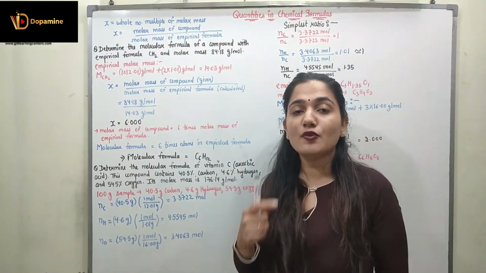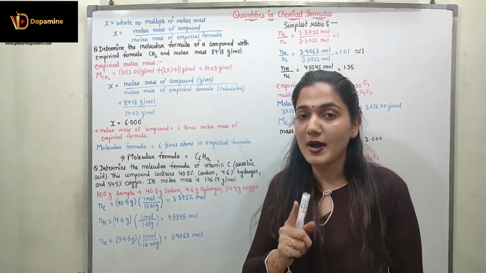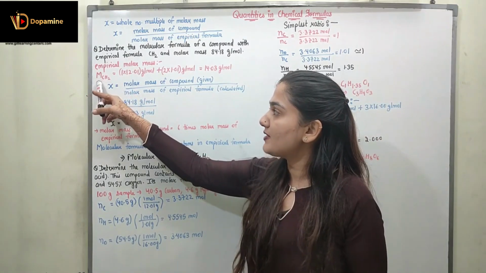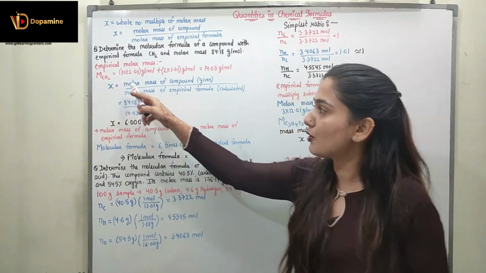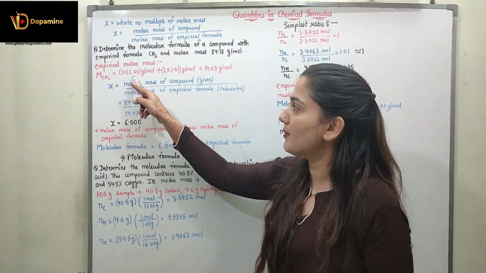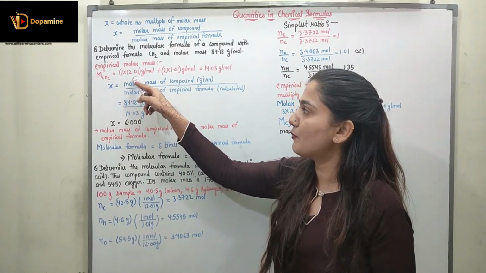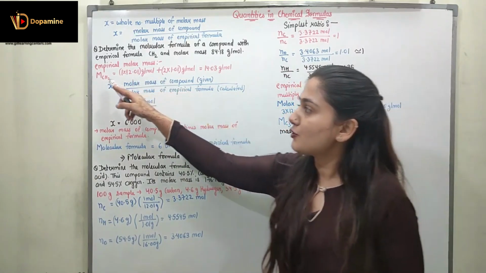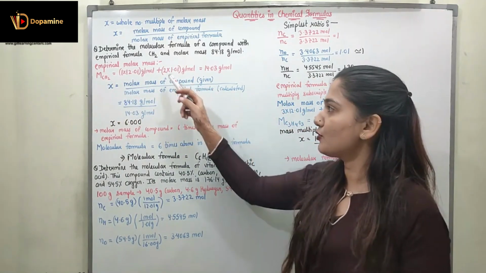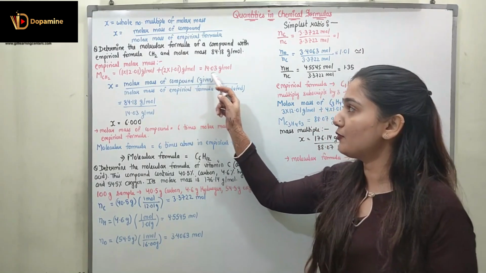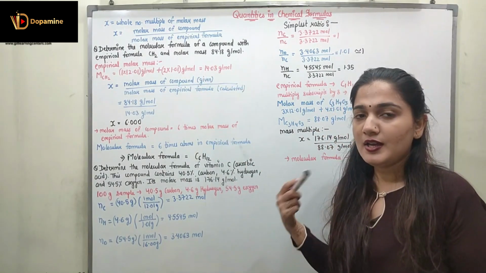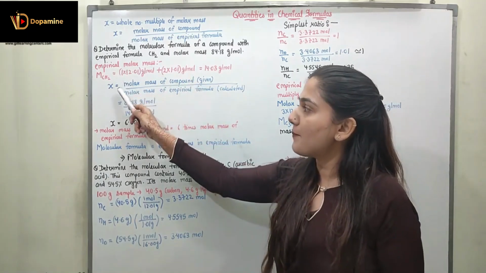First of all, we are going to find the empirical formula mass, which is the molar mass of the empirical formula. It is represented as capital M of CH2. Here we have one atom of carbon, so one is multiplied with the molar mass of carbon, 12.01 gram per mole. We have two atoms of hydrogen, so 2 is multiplied with the molar mass of hydrogen, 1.01 gram per mole. When we add them we get 14.03 gram per mole. This is the molar mass of the empirical formula.